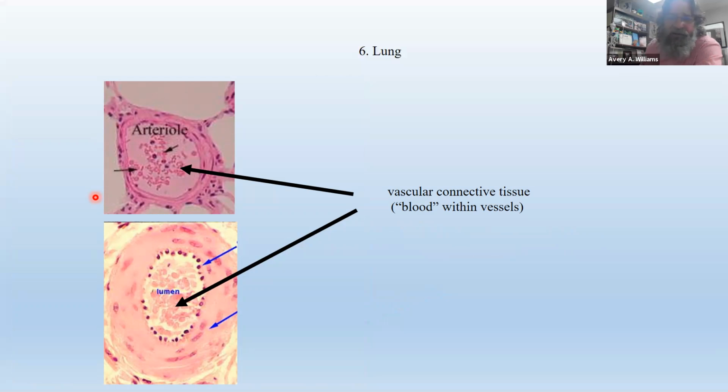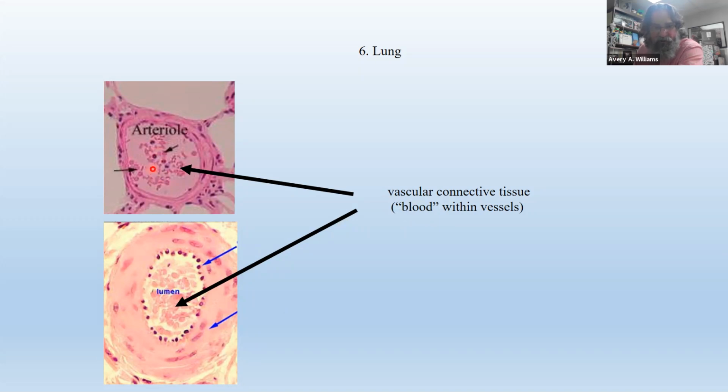But this slide right here is pointing out blood. Now, blood is a connective tissue. It's known as vascular connective tissue. And so I'm just pointing out this connective tissue in the blood vessels. Here's a little artery, arteriole. Here's another little artery. This is smooth muscle in the wall.